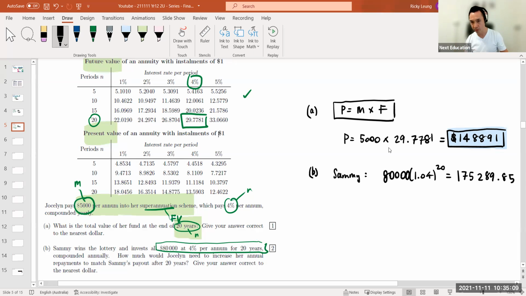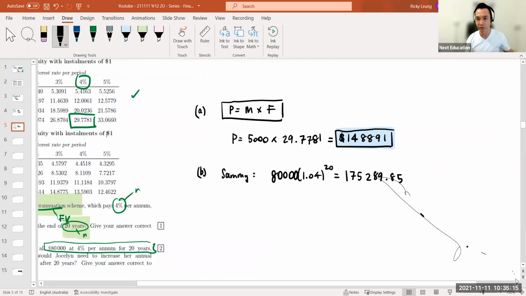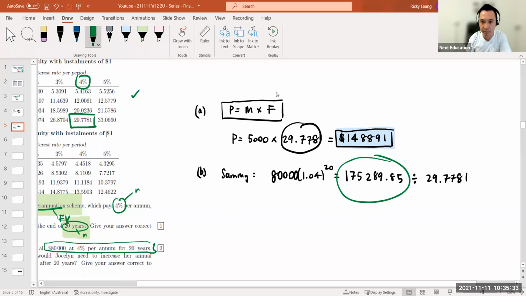So the question is, how much more? All I'm going to do, because I know this guy, is divide by the same 29.7781 factor. This is almost like Sammy's P value. I know that P equals M times F, and the F factor is the same because it's 20 years, 4%. So I'm just trying to find what Sammy's equivalent M value is. I'm just going to divide it over.